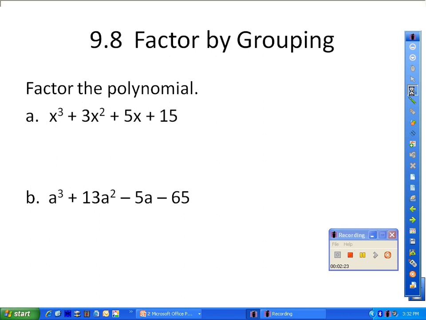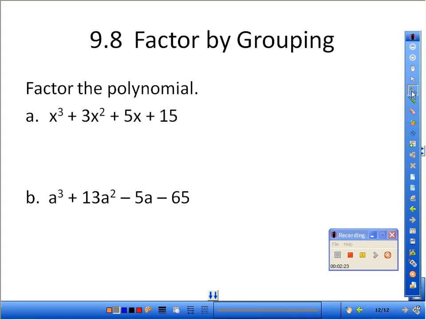We also learned how to factor by grouping in lesson 9.8. Grouping means that we're going to put two sets of terms together so that we can factor something out of them. In this first example, we're going to group these into pairs. I put parentheses around the pairs that we're going to factor together.